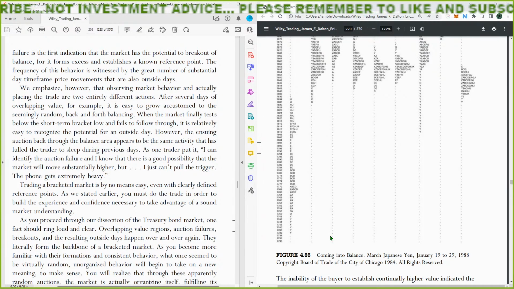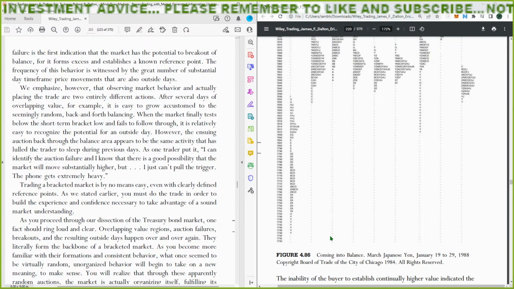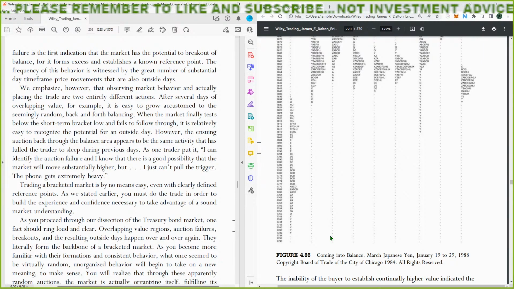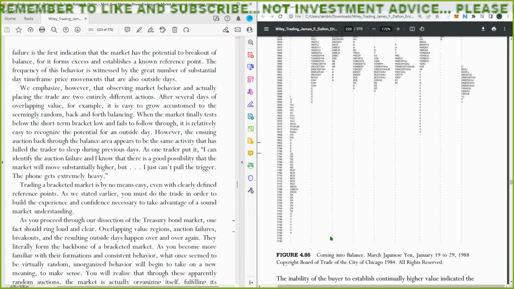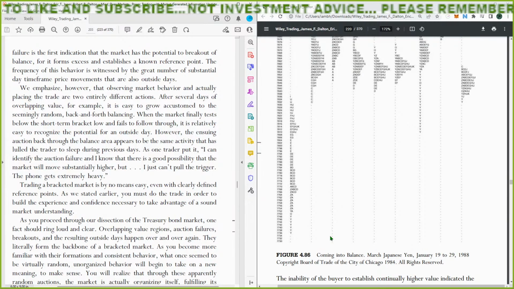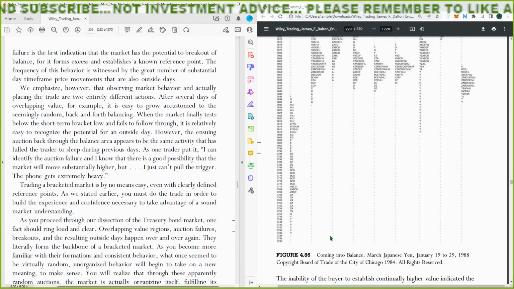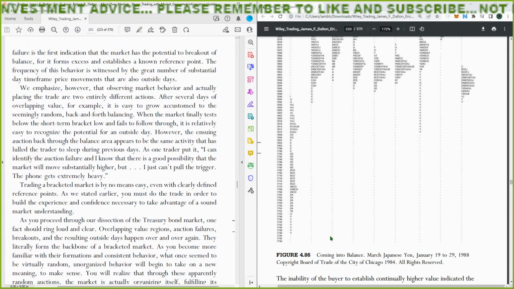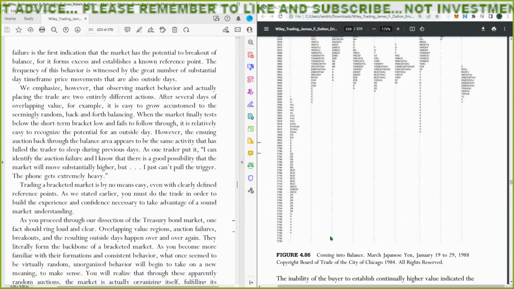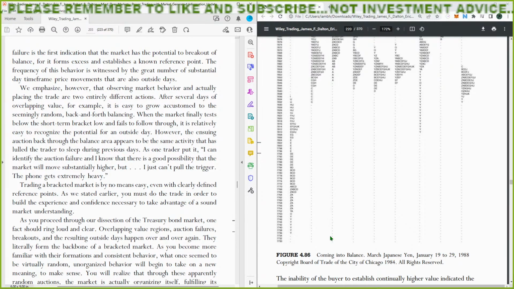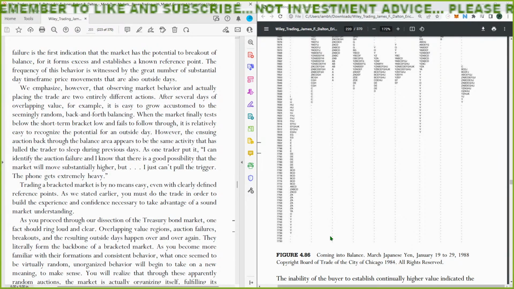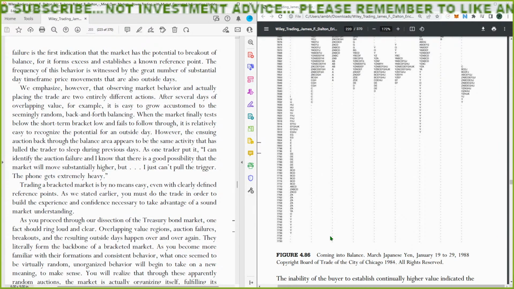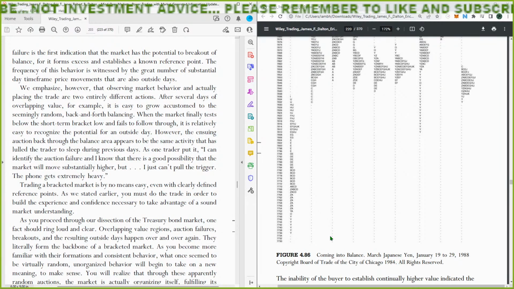After several days of overlapping value, for example, it is easy to grow accustomed to the seemingly random back and forth balancing. When the market finally tests below the short-term bracket lows and fails to follow through, it is relatively easy to recognize the potential for an outside day. However, the ensuing auction back through the balance area appears to be the same activity and has lulled the trader to sleep during previous days. As one trader put it, "I can identify the auction failure and I know that there is a good possibility that the market will move substantially higher, but I just can't pull the trigger. The finger gets extremely heavy."